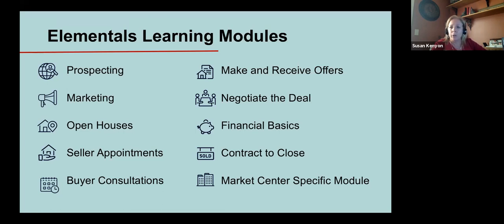So work with your market center, work with your productivity coaches on how to be able to host open houses. So there'll be a module on the importance of open houses and how to do them, but your market center and your coaches can help you with actually being able to host open houses. If you can't host them, ask to co-host so that you can be a part of it and learn.